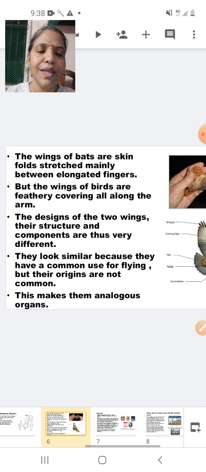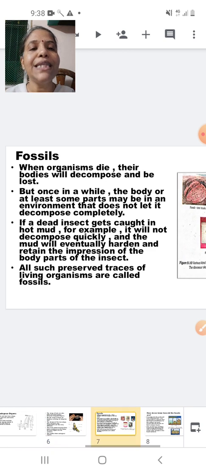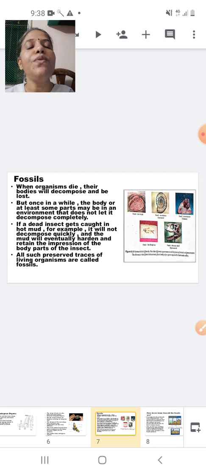Okay. Now let's go to the next slide and study how to trace the evolutionary relationship. Now students, the next topic we are going to study is fossils. What are fossils? Fossils are the dead remains of plants and animals which were present in the past.